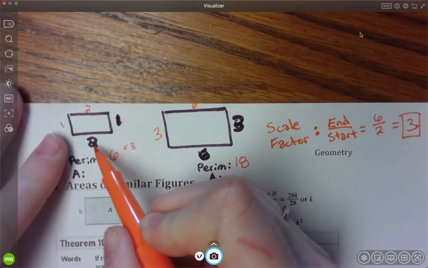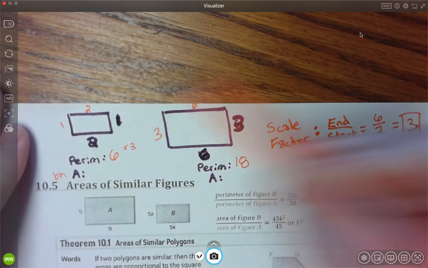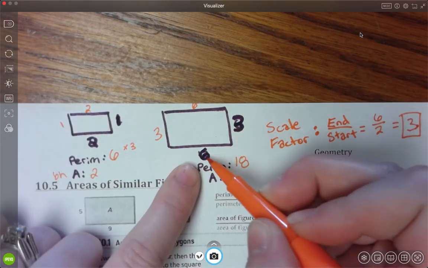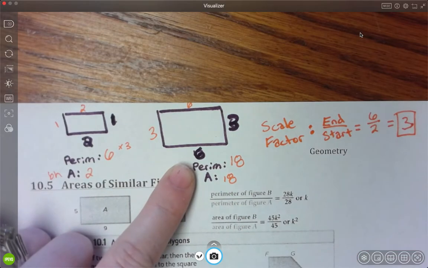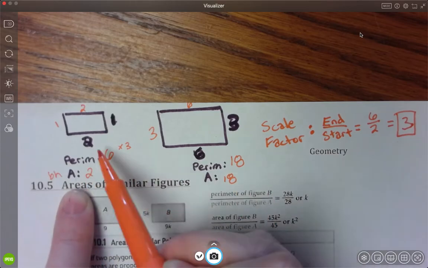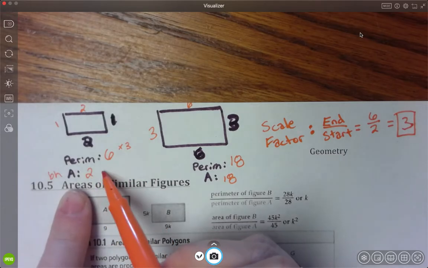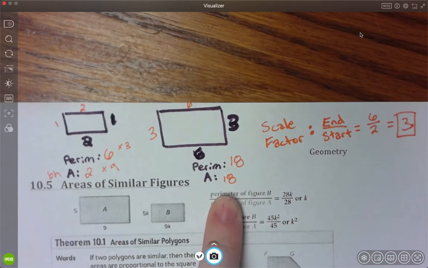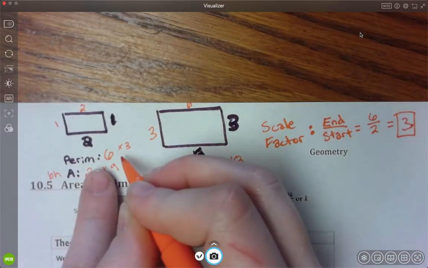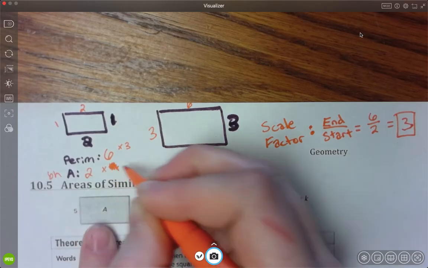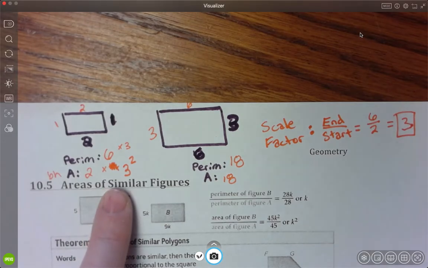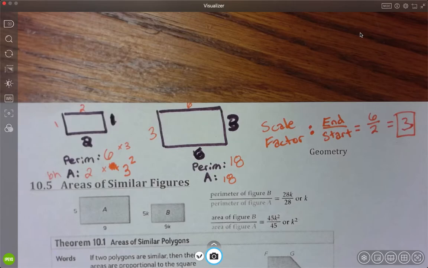To find area, I take base times height, because this is a rectangle. So 2 times 1 gives me an area of 2 here. Over here, 6 times 3 is an area of 18. Now, 2 is the area here and 18 is the area here. I did not just multiply by 3. 2 times 9 will give me 18. So rather than just multiplying by the scale factor, we multiplied by 3 squared, because 3 squared is 9. So when you're doing area, the area will be multiplied by the scale factor squared.